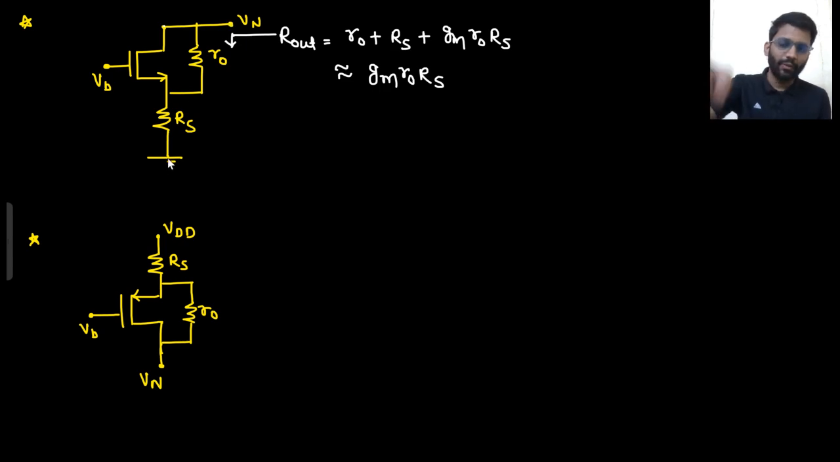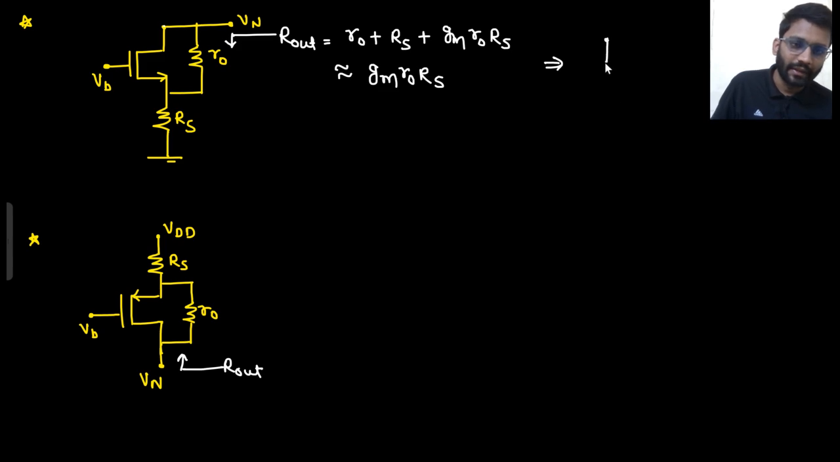So if you are going from a node to ground, that means you are going to use NMOS. If you are going from a supply to node, that means you have to use a PMOS. So basically this circuit will be replaced by something like this: a DC current source from a node to ground, having an output impedance, this R out, which is nearly equal to GM R naught RS.